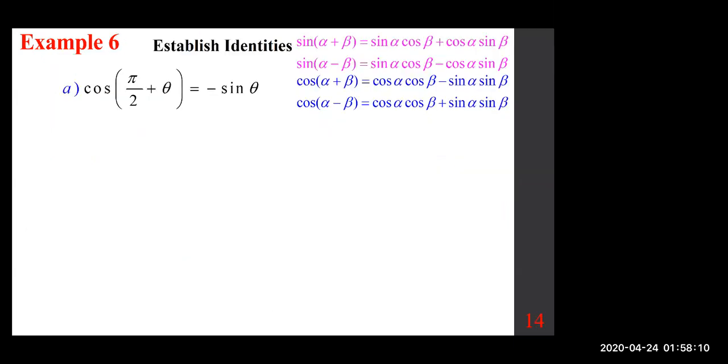All right, cosine of pi over 2 plus theta, we want to prove is equal to negative sine theta. So we're going to start with the left-hand side. Can you tell me how you would write the left-hand side? How would you write cosine of pi over 2 plus theta? Let me hear you, using one of the four formulas that you see. What do we get? Fast.